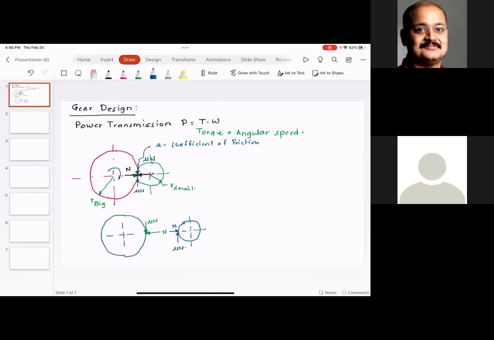Now, another thing which is super duper important that I want you to understand, and that is fundamental to the law of gearing, is I want you to look at this interface. I'm going to call this P. This point P is at the contact and on the line of centers. So this is called line of centers, LOC. P is called the point of contact.